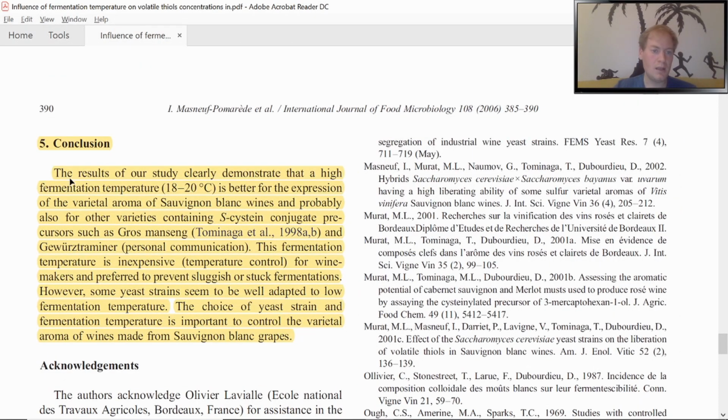Conclusion. The results of our study clearly demonstrate that a high fermentation temperature between 18 and 20 degrees is better for the expression of the varietal aroma of Sauvignon Blanc wines, and probably also for other varieties containing this S-cysteine conjugate, such as Gros Manseng or Gewürztraminer. This fermentation temperature is inexpensive for winemakers and preferred to prevent sluggish or stuck fermentations. However, some yeast strains seem to be well adapted to low fermentation temperature.